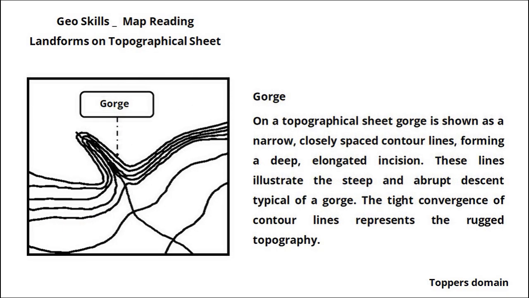Now, let's talk about gorges. On a topographical sheet, a gorge is shown as narrow, closely spaced contour lines, forming a deep, elongated incision. These lines illustrate the steep and abrupt descent typical of a gorge. The tight convergence of contour lines represents the rugged topography.